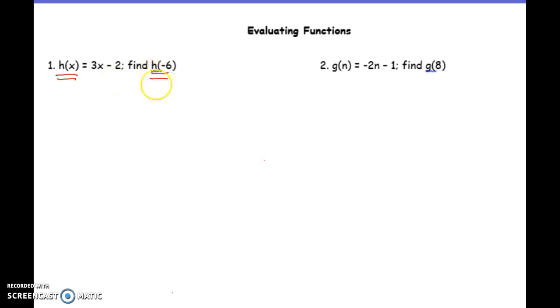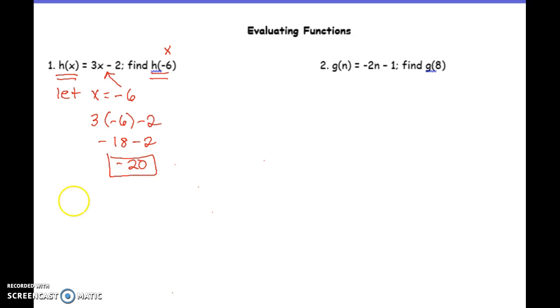negative 6. All that means is we're going to take the negative 6, and that's what our x value is going to be. So we're going to let x be negative 6. When we do that, we plug it into this expression right here, and we've got 3 times negative 6 minus 2, trying to figure out what our output is. This would be negative 18 minus 2, which is negative 20. Okay, so h of negative 6 is equal to negative 20. Or, as an ordered pair, an input of negative 6 would give us an output of negative 20.